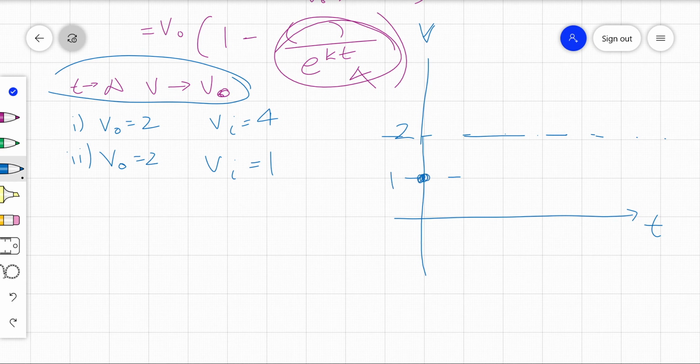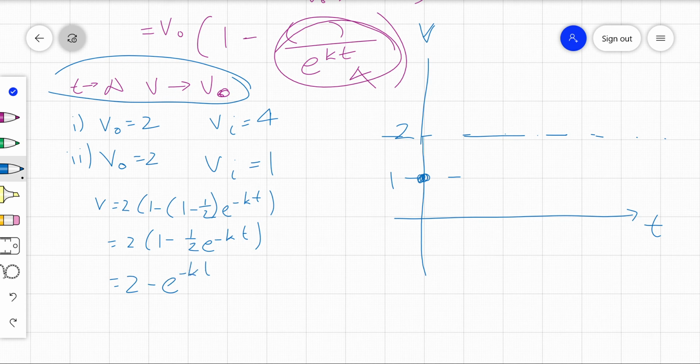you can see even if I sub it in that equation, I'm looking at the bottom one first. 2, 1 minus 1 minus 1 on 2, e to the minus kt. So that's going to be 2 lots of 1 minus a half, e to the minus kt, which is the same as 2 minus e to the minus kt. So you can see when t is 0, we've got 2 minus 1, which is 1. And we knew that already because vi is 1. So we know it's going towards 2, but it never reaches 2.